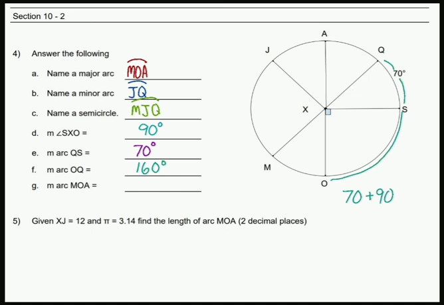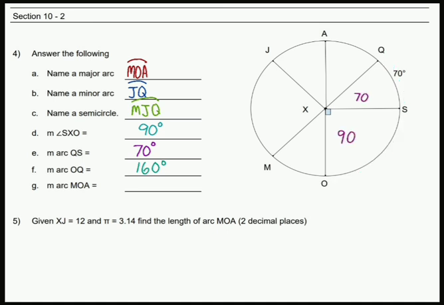Measure of arc OQ. Now notice that it only has 2 letters, which means we are going the short route. We know the measure of angle QS, which is 70 degrees. We know the measure of the arc OS, which is 90 degrees. We add them together, and we get 160.